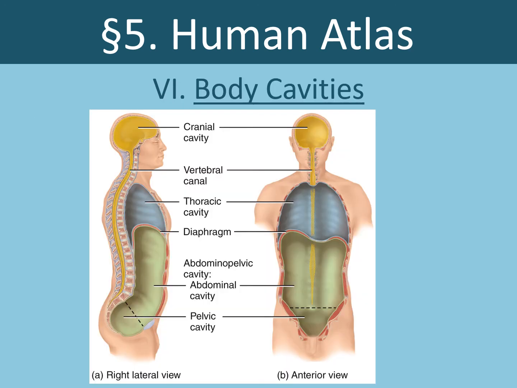This diagram here illustrates the different body cavities. Again, the cranial cavity, where our brain is found, vertebral cavity, or vertebral canal, where spinal cord is found, the thoracic cavity in our chest, and our abdominal pelvic cavity below.